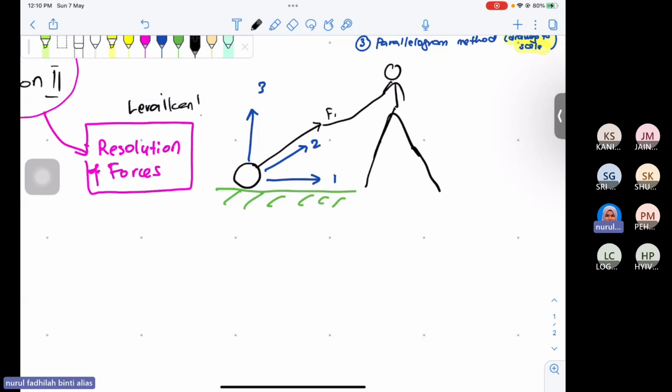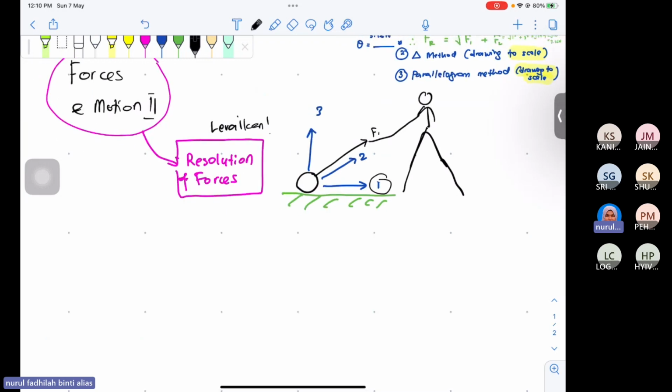Kalau you tengok textbook, you boleh tengok ada gambar orang tarik. So memang kita takkan tiba-tiba objek tu naik ke 3 ataupun tiba-tiba objek tu terbang. Tidak. Objek tu akan terseret ke arah 1. You ada botol air depan you, tarik macam tu. Dia mesti akan bergerak arah 1.